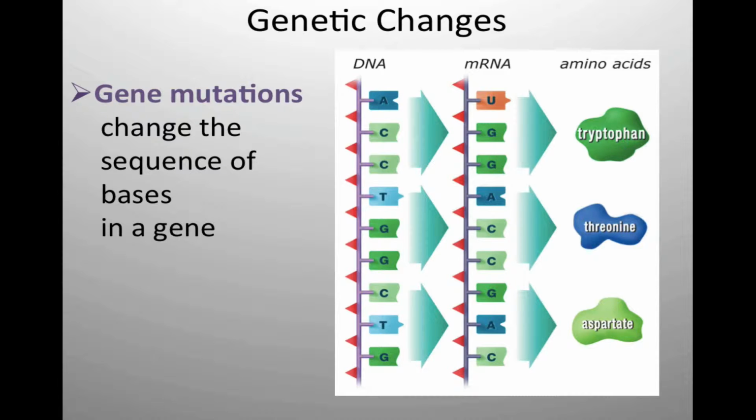Gene mutations are a change in the sequence of bases in a gene. So here, if we take a look at our DNA molecule, looking at all these bases, this could represent a single gene. When we're talking about genetic changes, we're talking about changes that can occur in any of these bases, whether we switch a base, add another base, or delete one, and we're going to see what effect it can have on the chain of amino acids or the proteins that get produced.